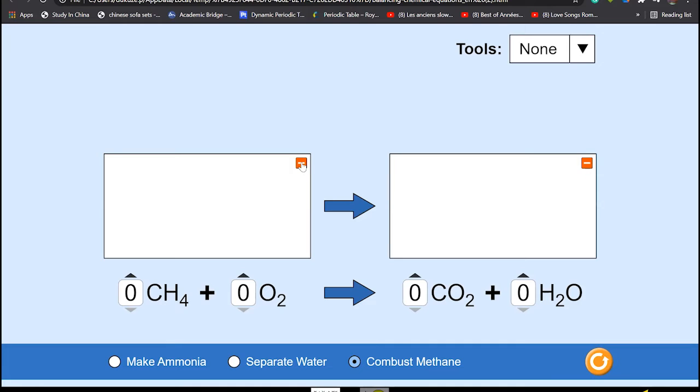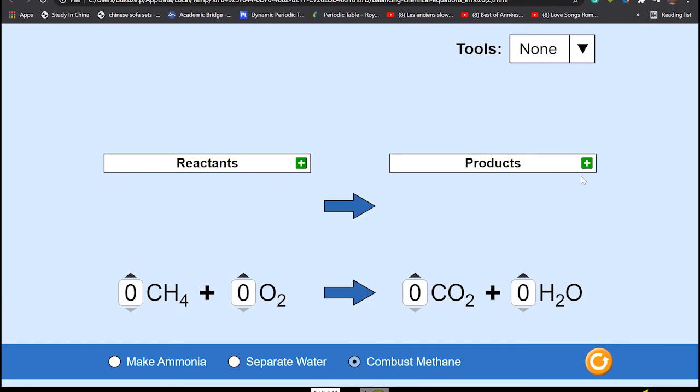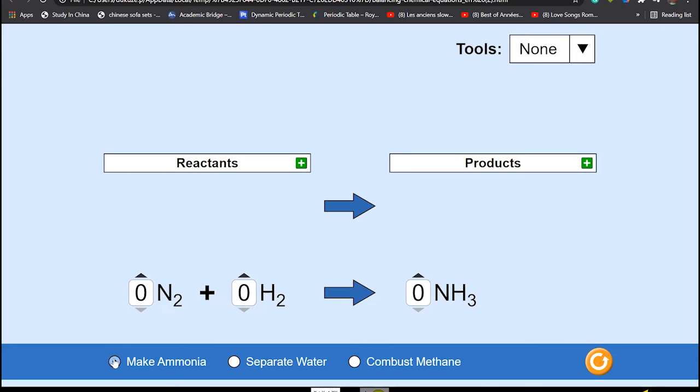Here we can hide the box and we get the name. These are reactants. And here we can hide the box and we get the name. These are products. And here we have the tools we can use. Right now we have no tools, and when we'll be balancing, I will use both tools to let you see what it's all about. Now let's start with ammonia.